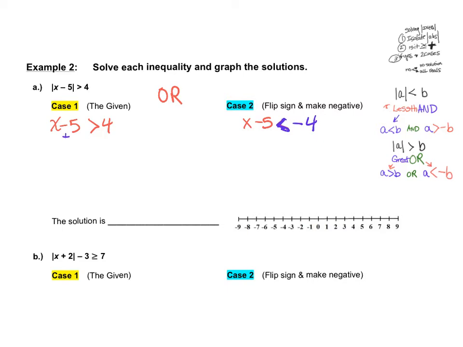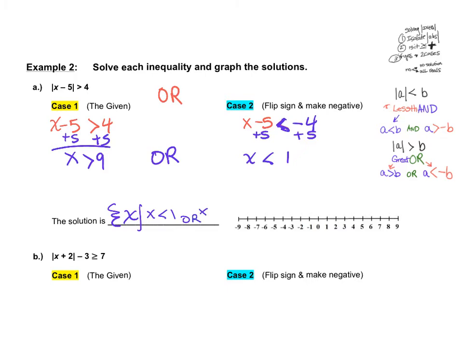And then you solve. Add 5, x is greater than 9, or, because it's an absolute value inequality that's greater, add 5, x is less than 1. So the solution is the values of x such that x is, let's start with a smaller number first, less than 1, or x is greater than 9. And the way to shade is just like you know. Here's 1, less than. It's an open circle because it's not or equal to. Here's 9, greater than. And again, it's an open circle because it's not or equal to.